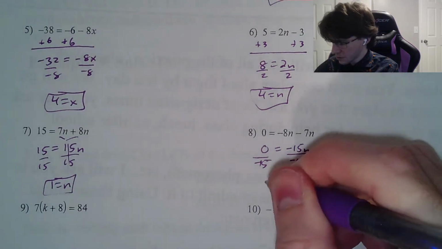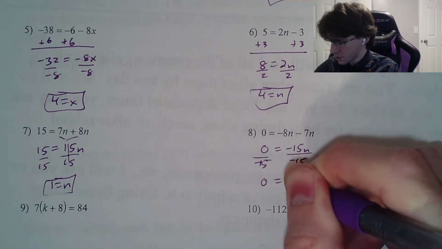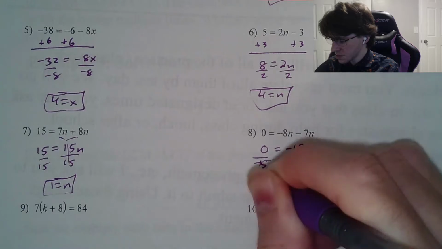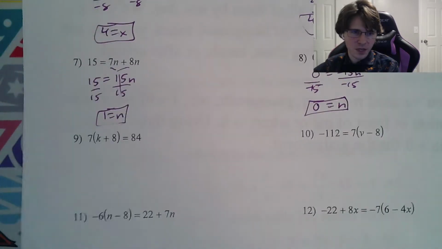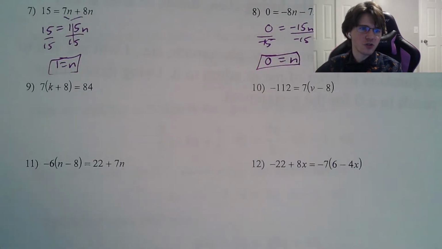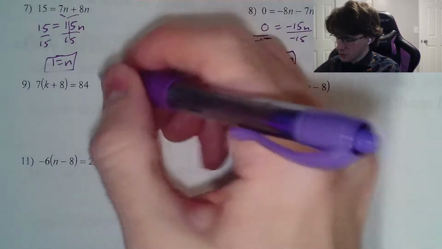0 over any other number is always just 0, with the only exception of 0 over 0. 0 over 0 is called indeterminate. We'll worry about that at a later date. All right, so number 9. There are 2 correct ways to do number 9. I'm going to do both of them right now.